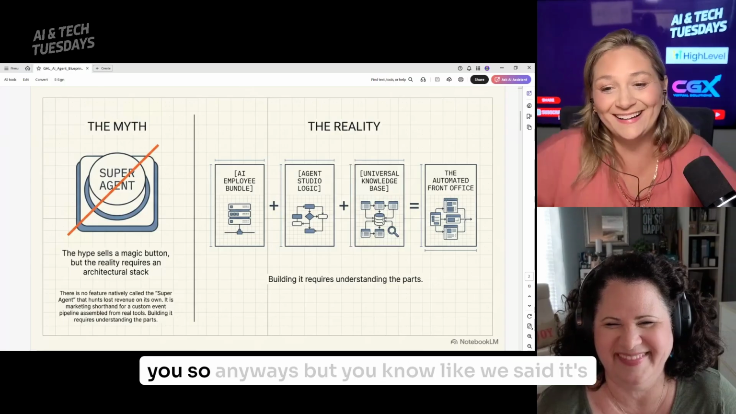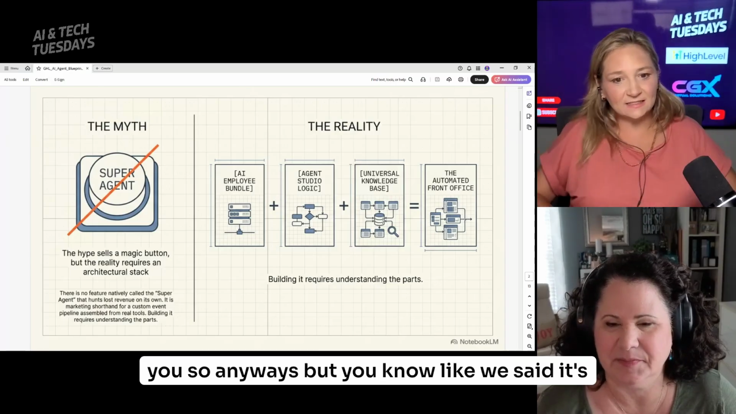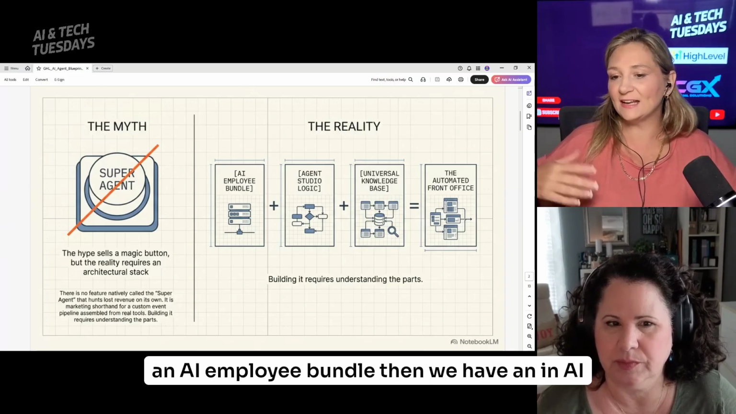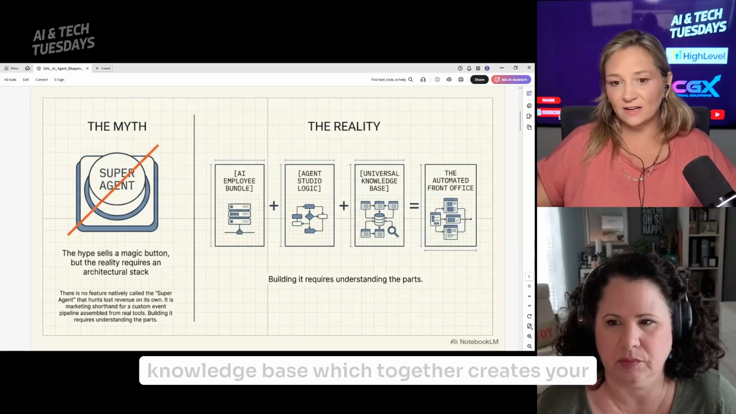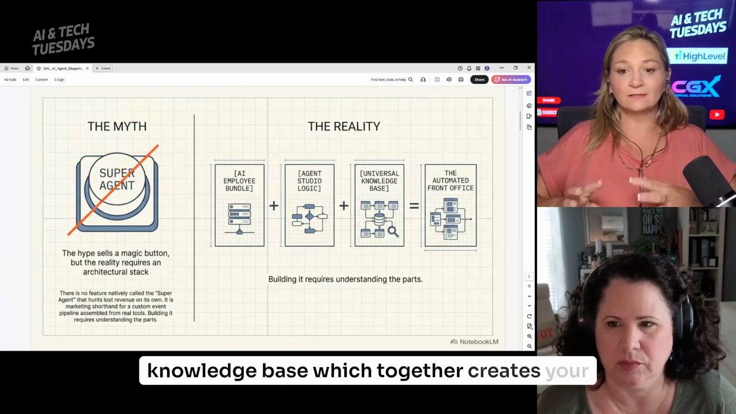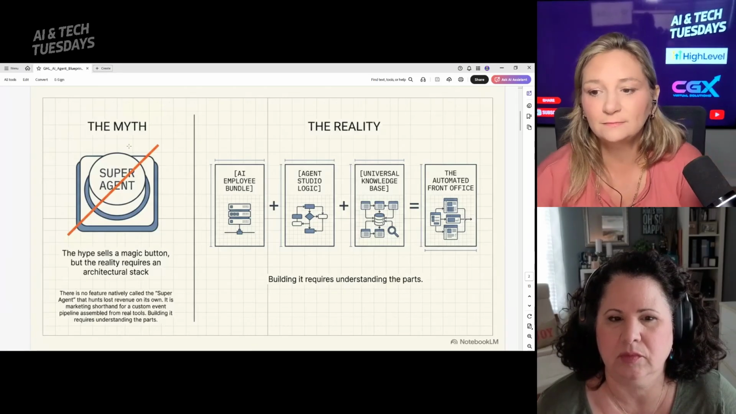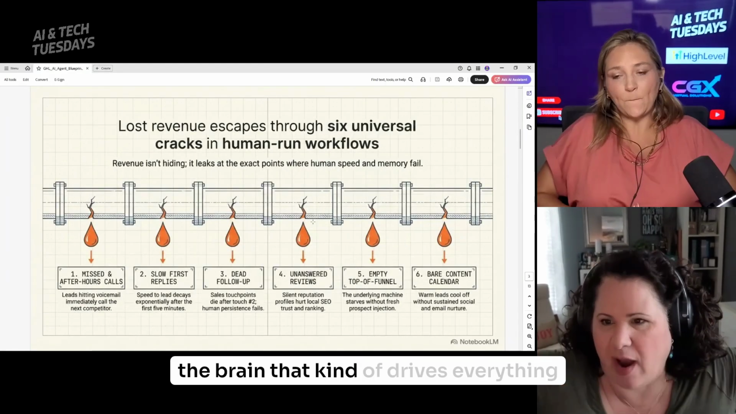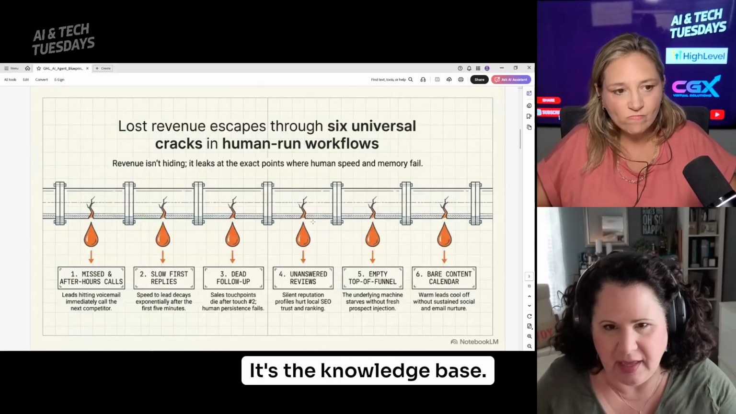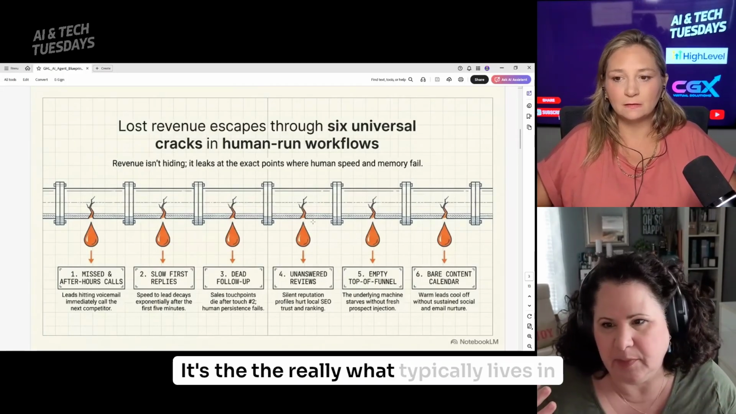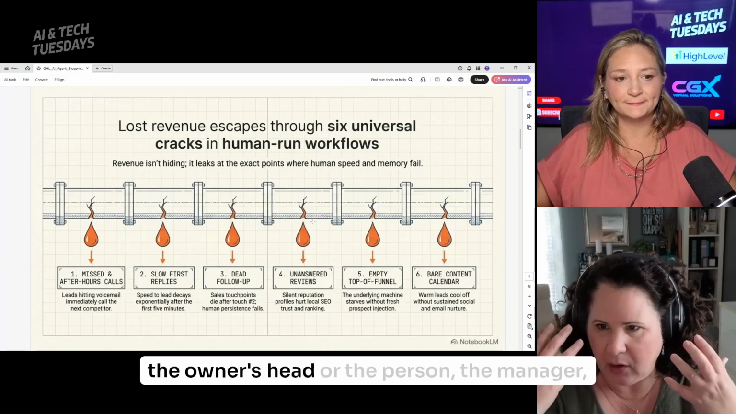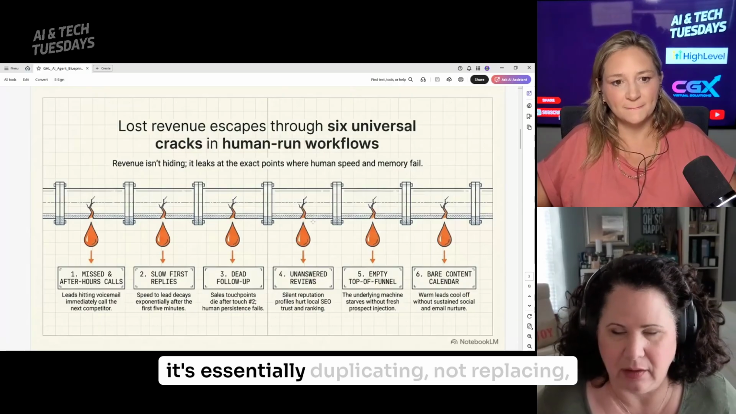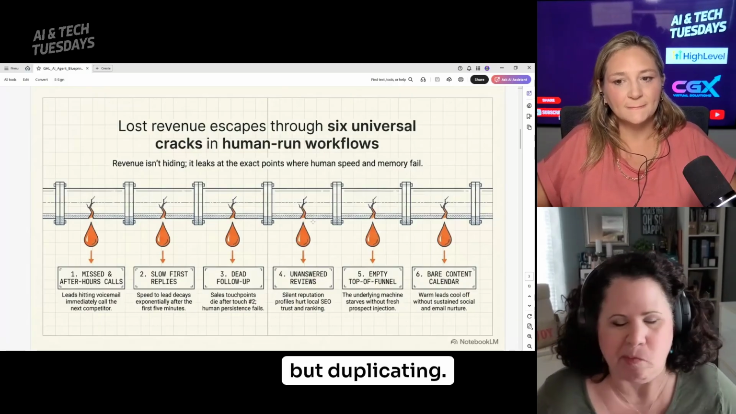So anyways, like we said, on the back of high level, we have an AI employee bundle, then we have an AI studio in there. We usually work off a knowledge base, which together creates your automated front office. That creates the brain that drives everything else. It's the knowledge base, what typically lives in the owner's head, or the manager, whoever is running the operation. That's what it's essentially duplicating, not replacing, but duplicating.